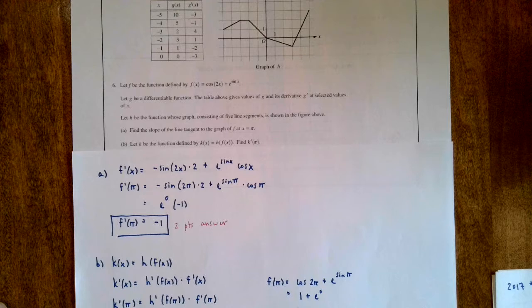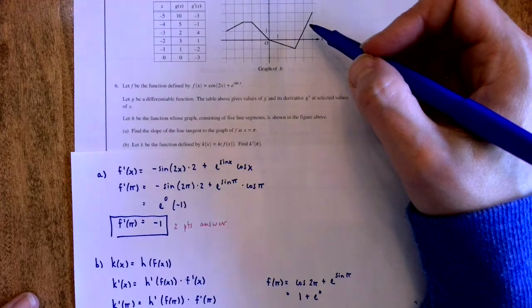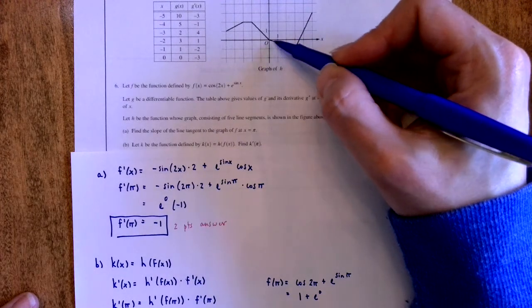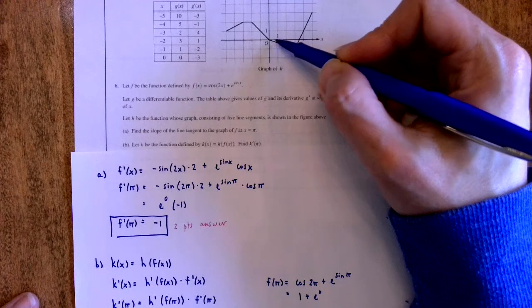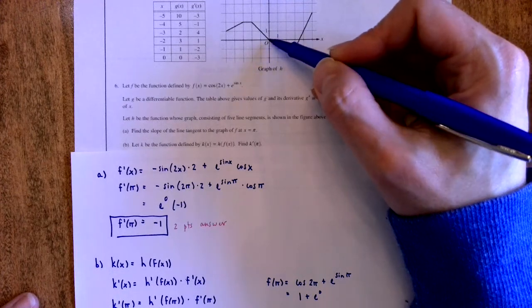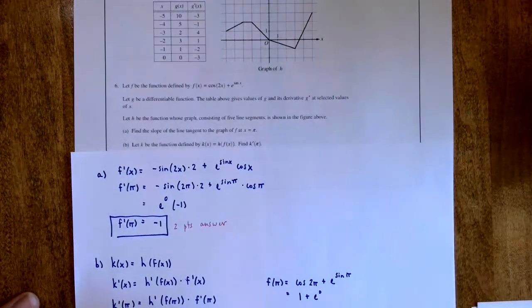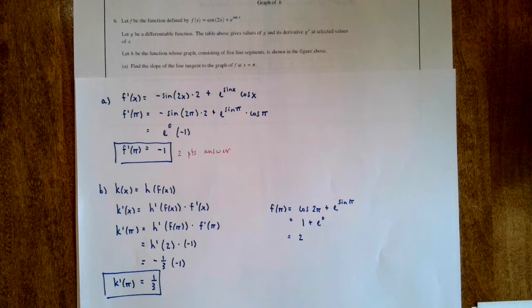Now for h prime of 2, we're going to have to look at the graph of h. They want to know the slope of h when x is 2. Since this is linear, we can just take the slope of this linear segment, which is negative 1 over 3. So I get negative 1/3 times negative 1, and then k prime of pi is equal to 1/3. Oops, I'm sorry, you couldn't see that there. There we go. As far as scoring for this one, they gave 1 point for the derivative and then 1 point for the final answer.